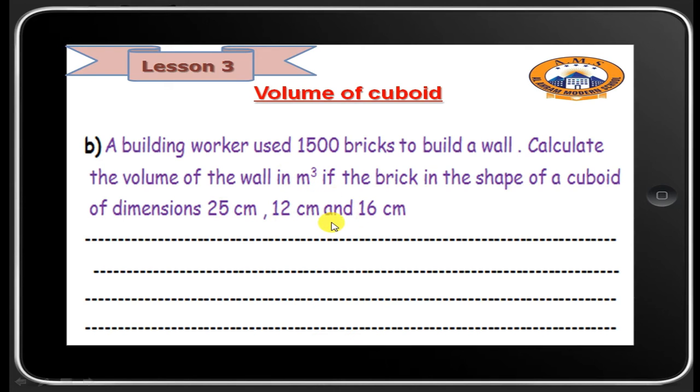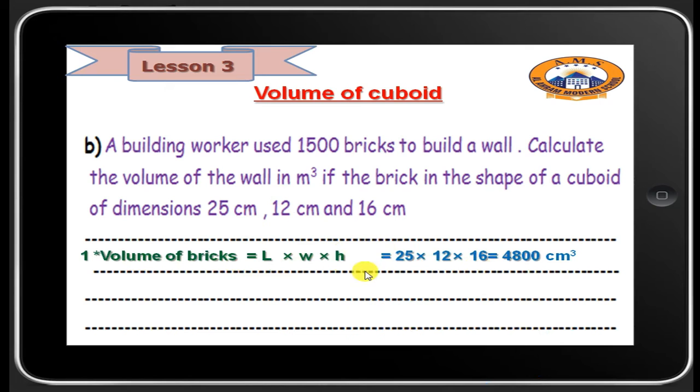So what shall I do here? First, you have the dimension of one brick. So let's continue calculating the volume of one brick. So the volume of the brick equal length times width times height. So I have here the dimension 25 times 12 times 16. That will give me 4,800 cubic centimeter.